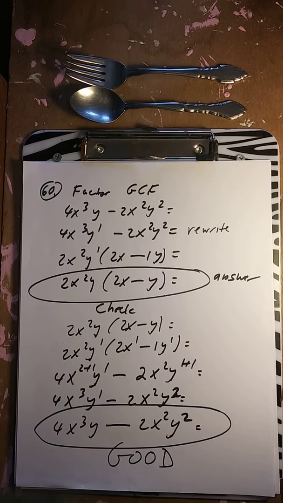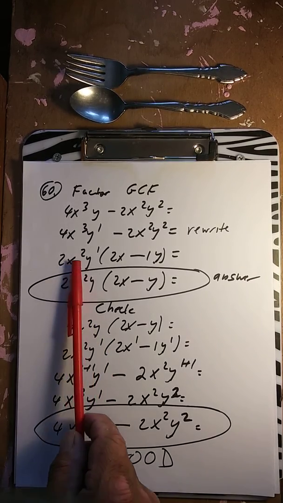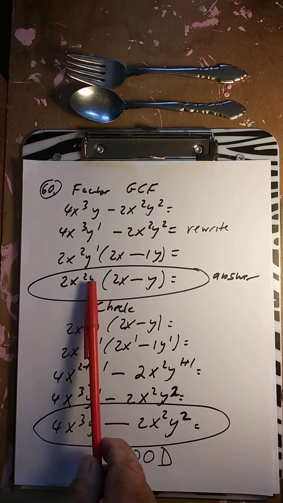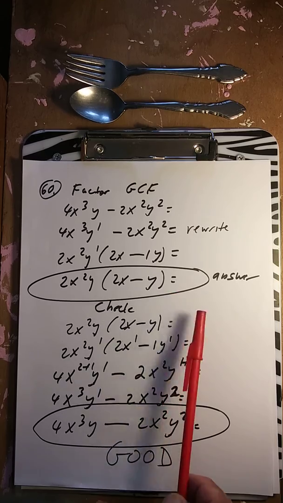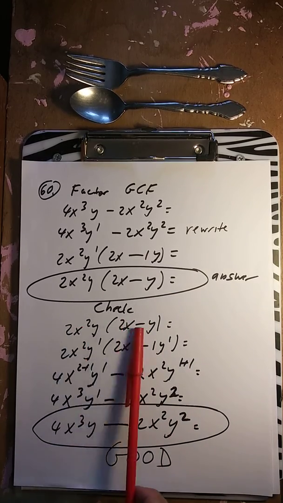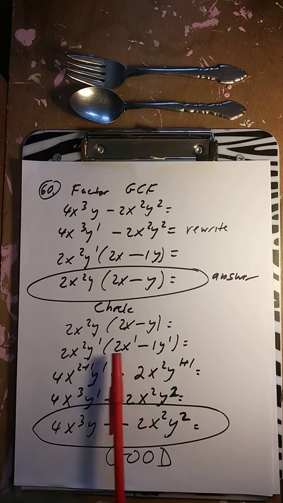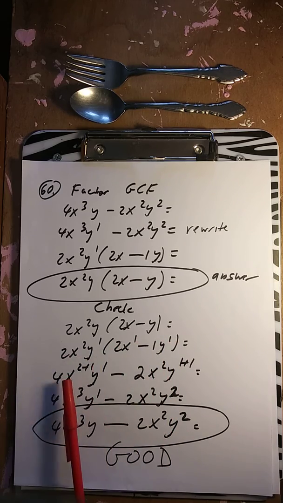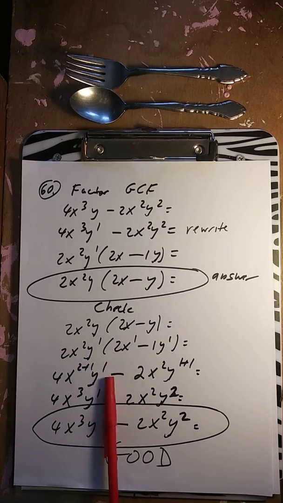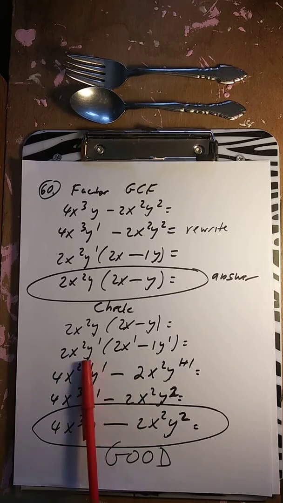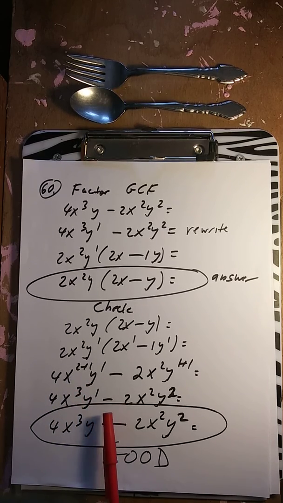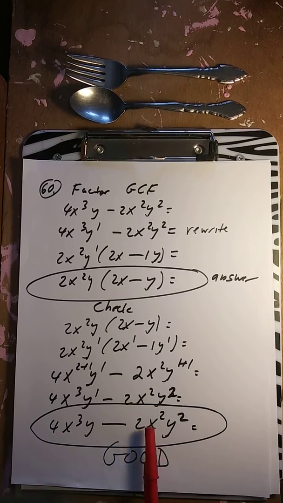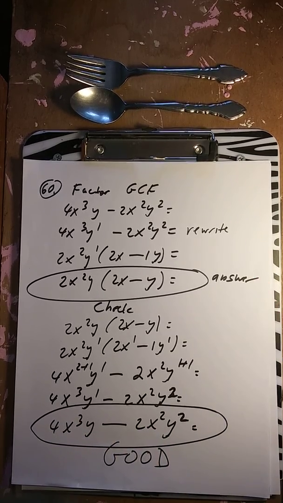Factor this, the GCF. I say we can take out a 2x squared y1 from this. 2x squared y. That's the answer right there. But let's check it. Multiply back together. 2x squared y1 times this and that one. Put the 1 powers there. That's going to be 4x to the 2 plus 1 and then just 1 minus negative 2 x to the 2 y to the 1 plus 1. So that's going to be 4x cubed y1 minus 2x squared y squared. So 4x cubed y minus 2x squared y squared is the same. Yes, it does match.